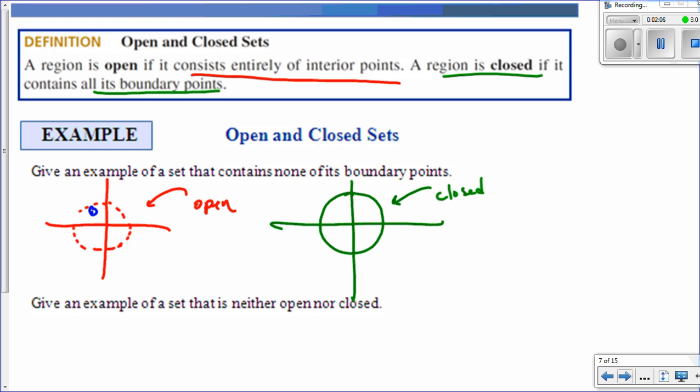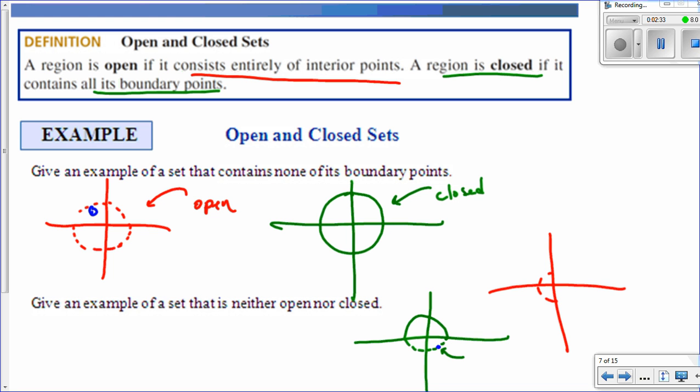Let me give an example of a set that's neither open nor closed. Well, one example would be something like this. It has some boundary points down here that are not included in the set. This would be a boundary point not included in the set, but it does contain some of its boundary points. Another example would be an annulus, which would be like a ring with a hole in the middle. So maybe the outside edge is contained in the set, but the inside's not. So this would be a region that would be neither open nor closed as well.